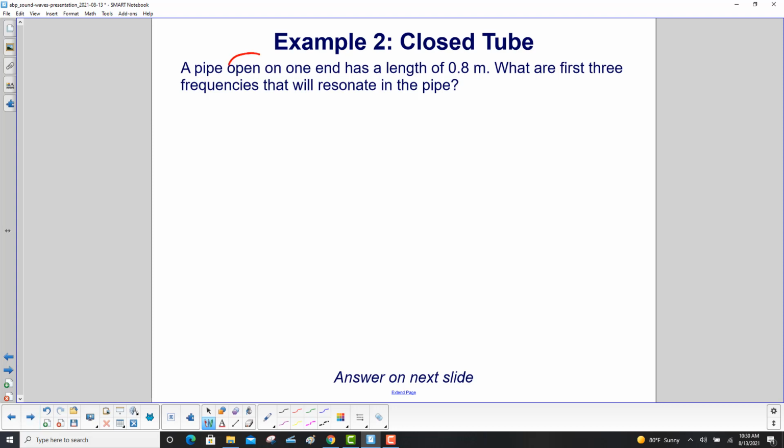Now, when they say open on one end, that means we call it a closed tube. And you might say, why closed? It's open. Well, if you had both ends closed, you couldn't have the sound escape. I mean, let's assume this is a very heavy pipe, so not much sound is going to get out. We wouldn't have a problem that we could solve. So a closed tube is open at one end.